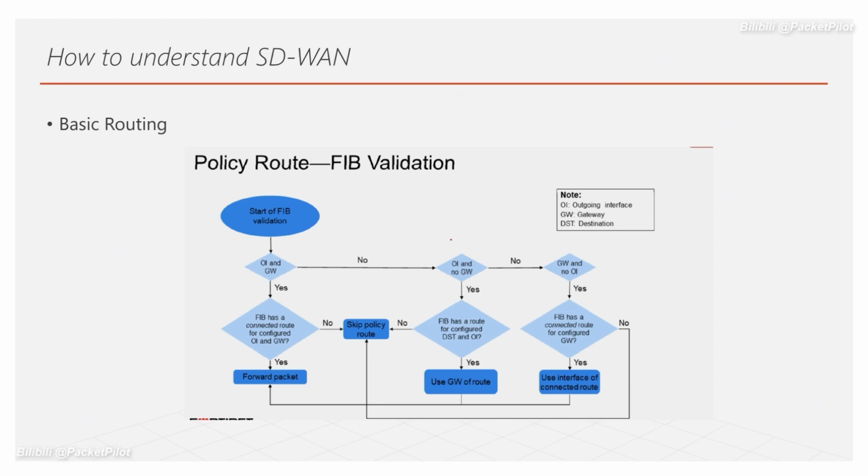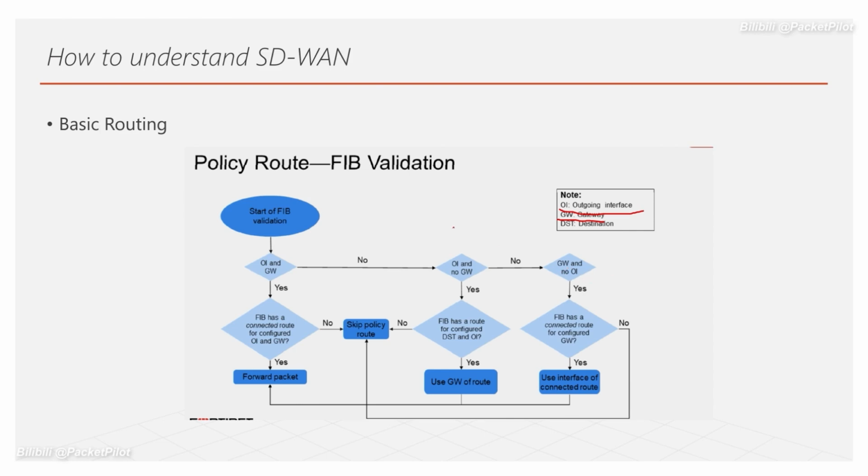Typically, there are three logical verifications to ensure data packets can proceed along a real path. The first is that I verify both the output interface and the gateway address. The second is that I only verify the output interface. And the third is that I only verify the gateway, not the output interface.